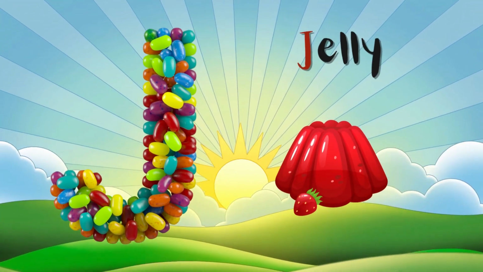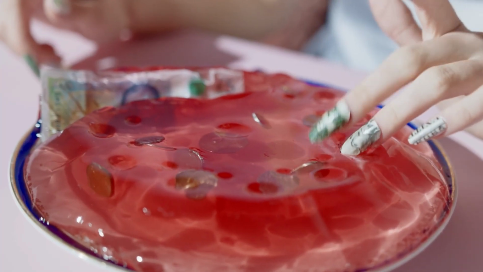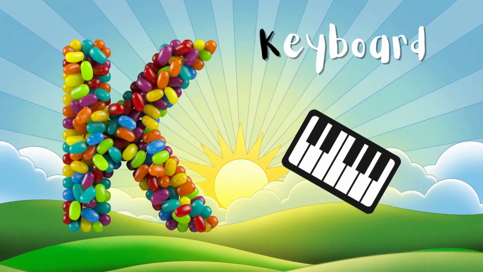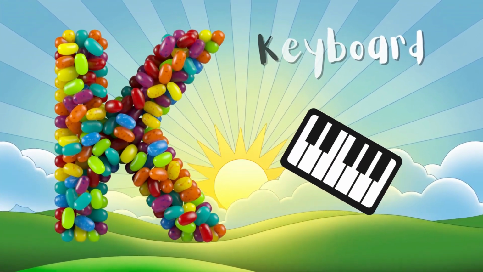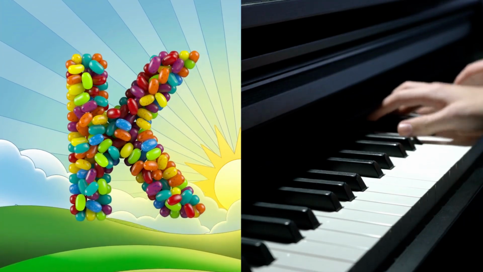J is for jelly. J, J, jelly. Red jelly. K is for keyboard. K, K, keyboard. Black keyboard.